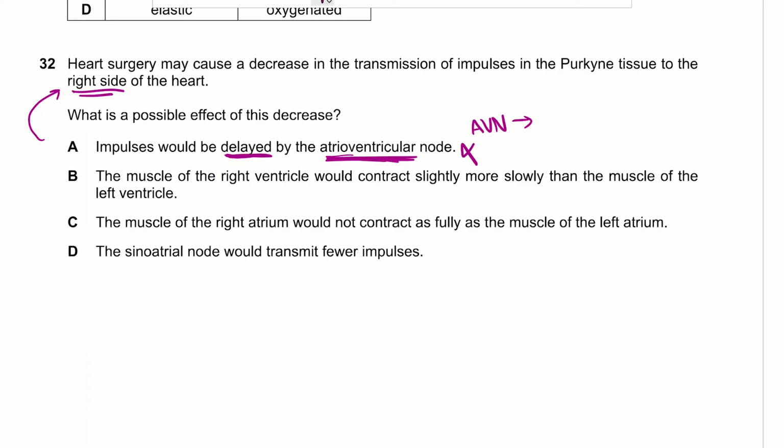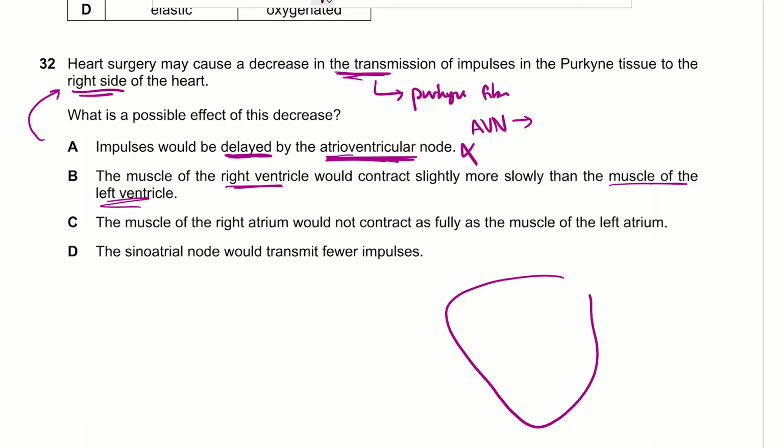The muscle of the right ventricle would contract slightly more slowly than the muscle of the left ventricle. This is correct because a delay in the transmission of impulses means the impulses reach the Purkinje fibers or first go down the bundle of His. So let's draw a heart. First of all, from the AVN goes down the bundle of His and to the Purkinje at the base of the ventricle. Therefore, if this route or pathway is delayed, the right ventricle would contract more slowly than the left ventricle.